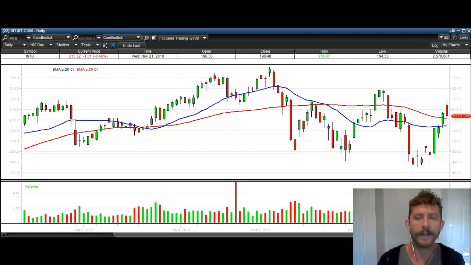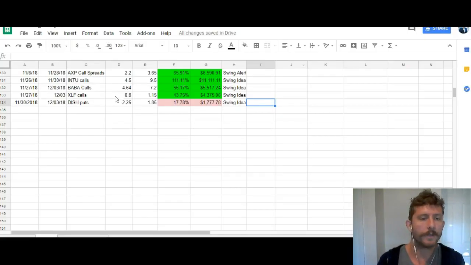And we ended up profiting really nicely. That was a 111% winner. We sold in two pieces. The first target was 209, and then we sold the second half for an average price of 9.5. We entered at 4.5 on the calls, sold at 9.5, making it over a 100% winner for an $11,000 gain right there.